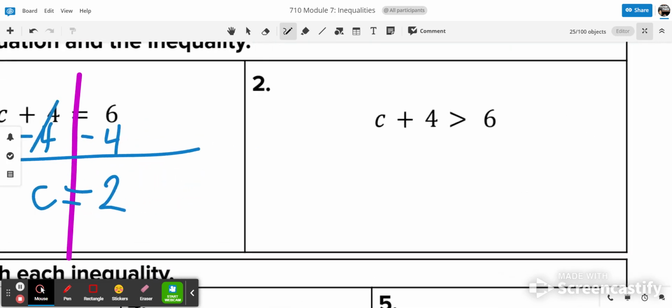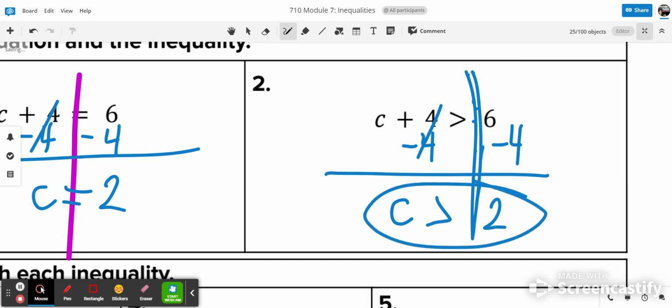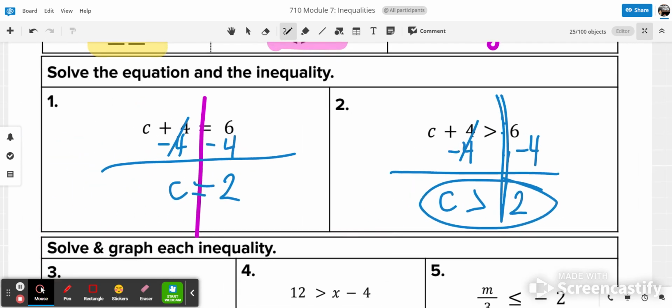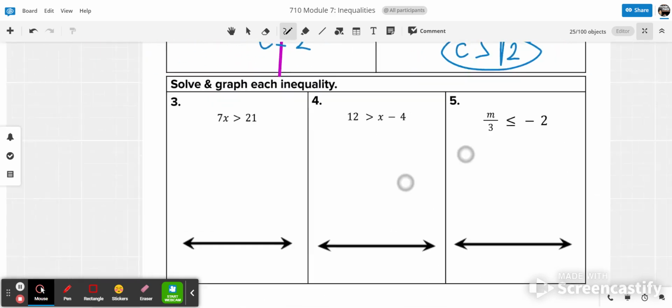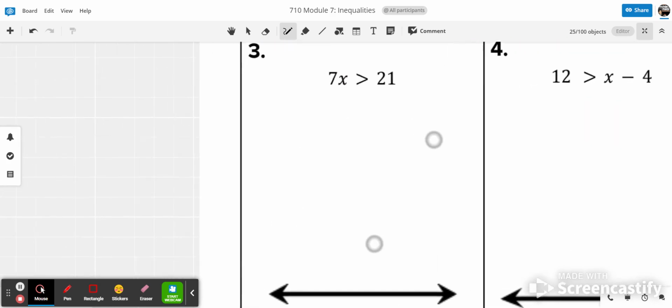When I solve an inequality, I'm going to do the same thing. I'm going to draw my line down the middle wherever my symbol is. When I see plus 4, instead I'm going to use minus 4. And instead of having c equals 2, I'm going to get c is greater than 2. And then we would graph that. So we're going to practice that today using all of our inverse operations that we learned about last module.